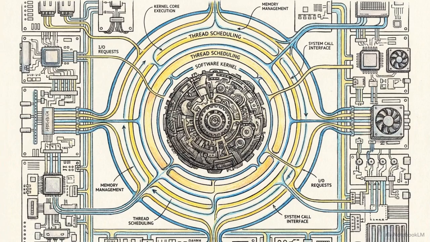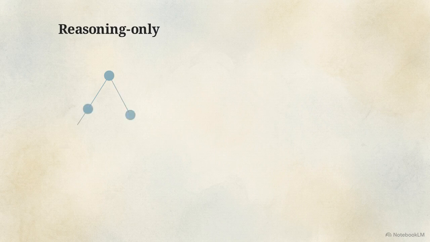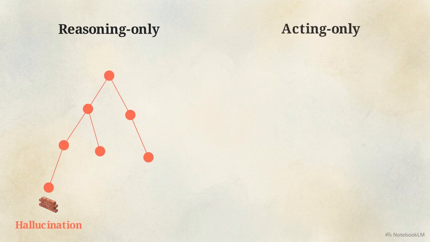With the hardware OS built, we need a software kernel to manage the execution cycle. That kernel is the ReAct loop, standing for reason plus action. To see why ReAct is necessary, we have to look at how reasoning-only architectures fail. Reasoning-only systems often hallucinate because they lack the external I/O access required to verify their own logic.